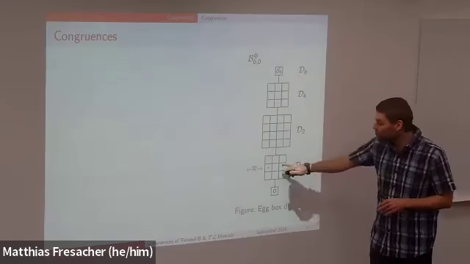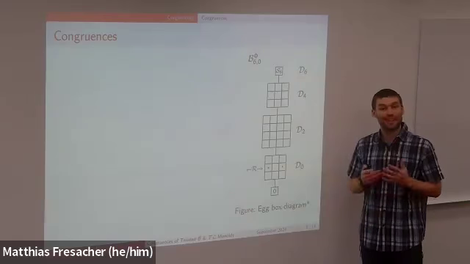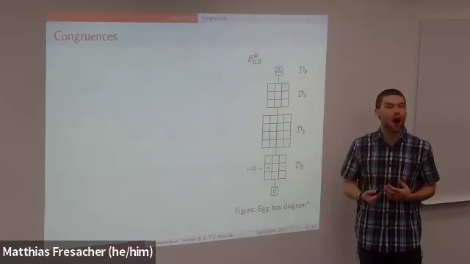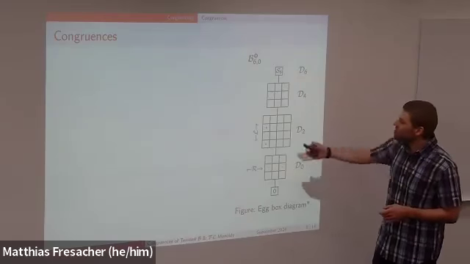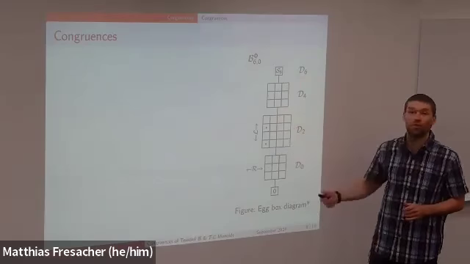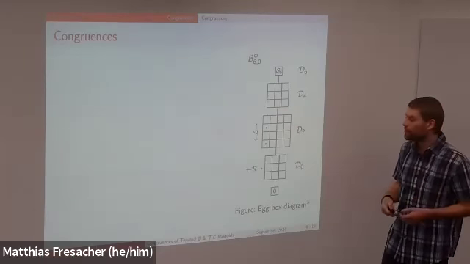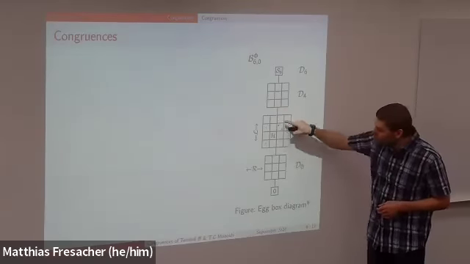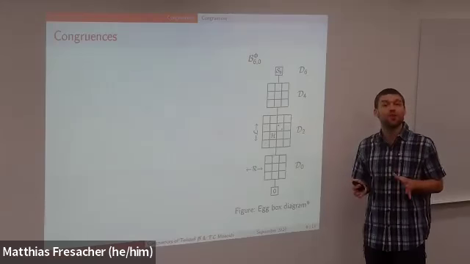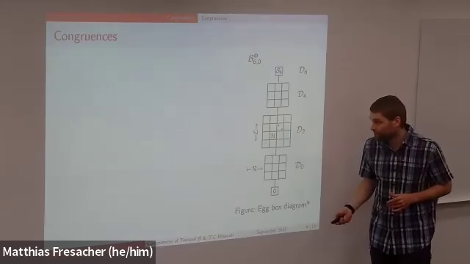If we have 2 dots, so 2 diagrams in the same row, then we know they are R related. And analogously, if they're in the same column, we know they are L related. Hence, if they're actually within the same box, then we know they are H related.